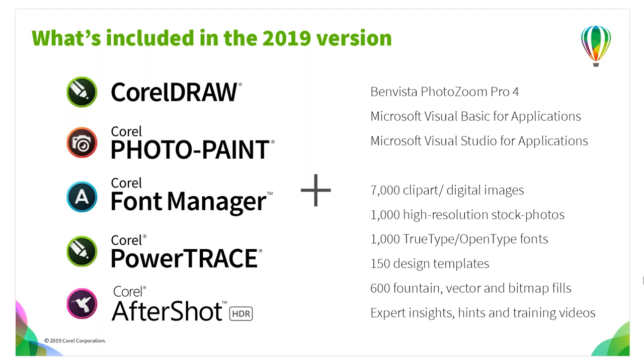In addition to the core applications, we also include some other third-party utilities with the suite. Benvista Photo Zoom Pro is a very useful photo editing plugin included with Photo Paint that allows you to upsample images to a higher resolution. Microsoft VBA and VSTA allow users and third-party developers to customize their use of CorelDRAW Graphics Suite, as some users like to create custom workflows, scripts, and even products based on CorelDRAW.